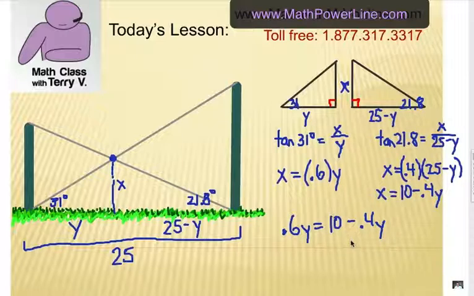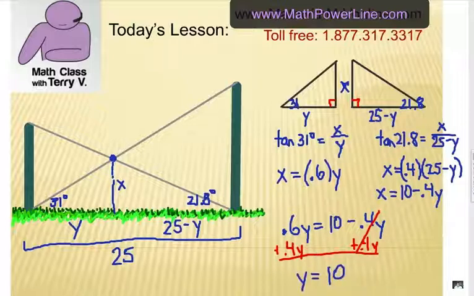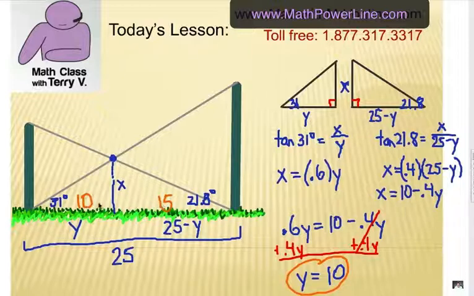So let's go ahead and solve by adding 0.4y to each side. And so y must be 10. Now I just arbitrarily picked this part here as y, so that distance from the short pole to underneath where the guy wires cross is 10. That means it must be 15 on this other side because it's a total of 25 between the two poles. Now we can find x.